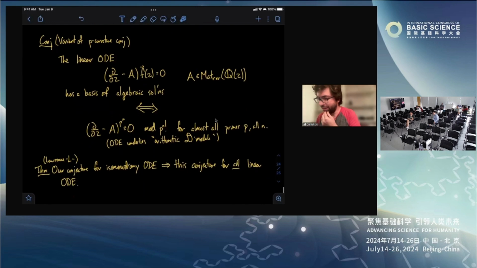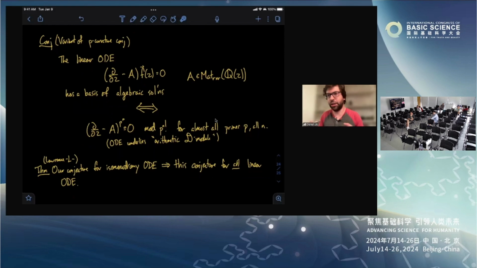And the theorem, this is joint work with Brian Lawrence from a few years ago, is that this conjecture I described before, just for isomonodromy ODE, so just for these non-abelian Gauss-Manin connections, implies this variant of the p-curvature conjecture for all linear ODE. I expect some slight variant of this conjecture for isomonodromy ODE to imply the usual p-curvature conjecture for all linear ODE, but that's work in progress. So maybe let me not claim anything.